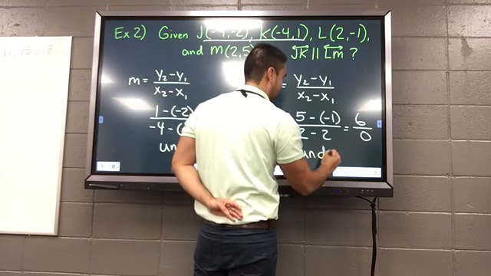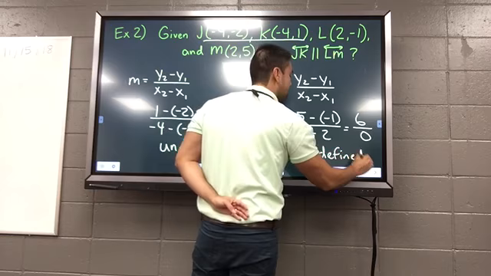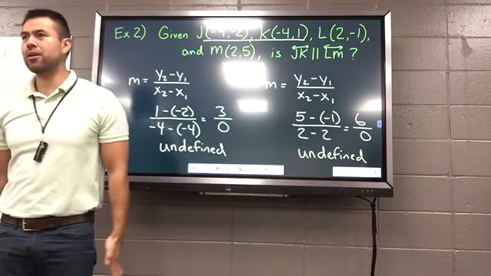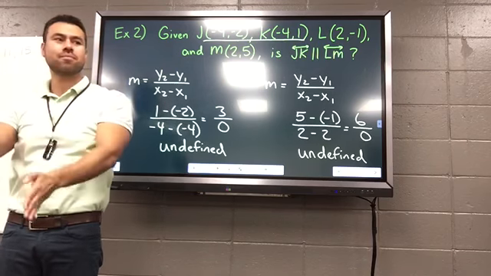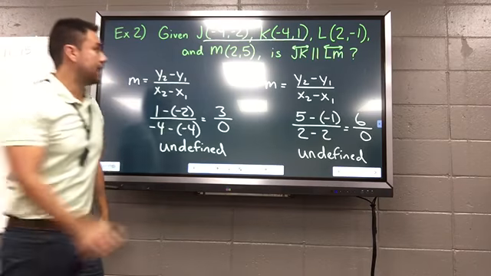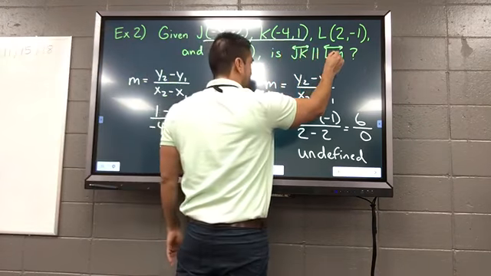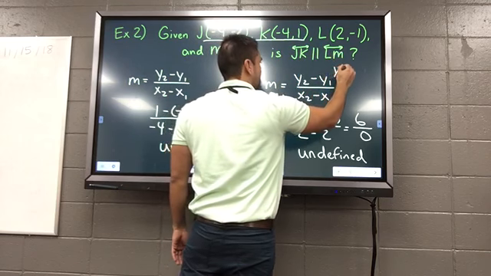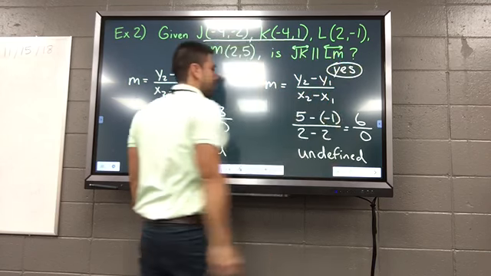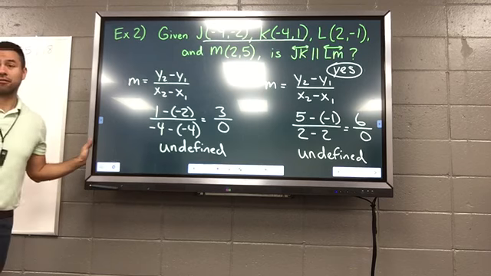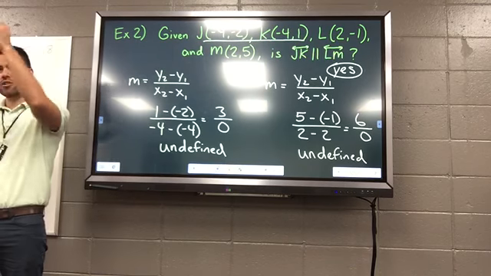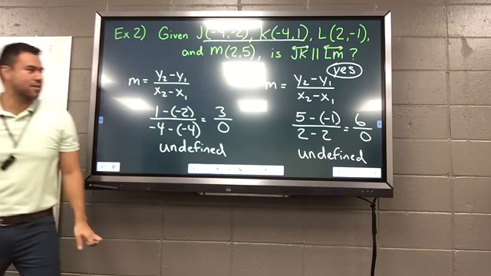What kind of slope is that? Undefined. Oh, you can't have two undefined lines, can you? Yeah, two parallel lines that happen to be vertical lines. So the question is, is line JK parallel to line LM? Yes, they are parallel. They're both undefined slope lines, so they're both vertical, and vertical lines have to be parallel. Does that make sense? You guys good on that? Great. You're ready for this next one.